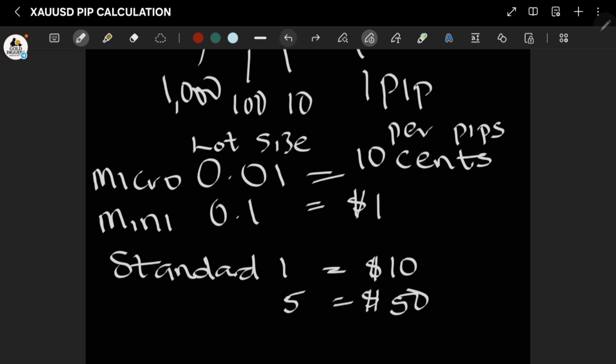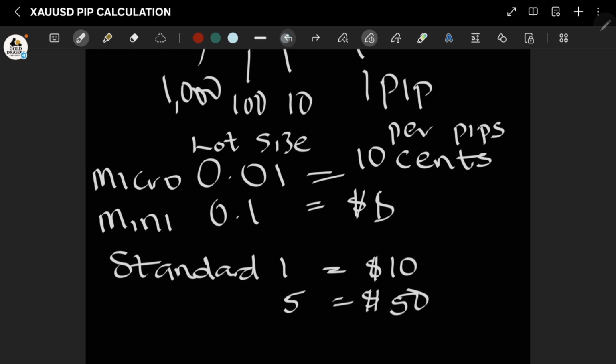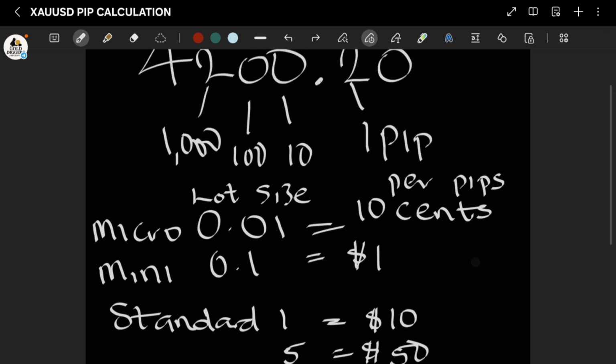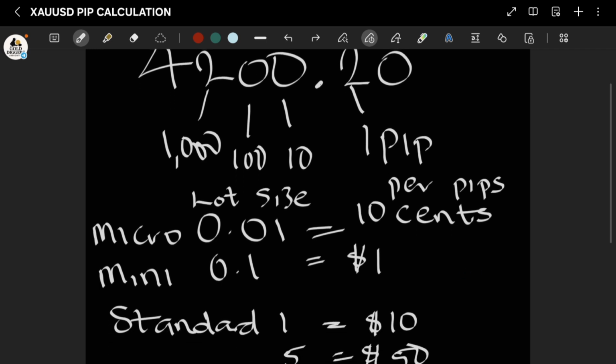Same thing here too. If you are risking 0.5 here, you'll be getting $5 for every pip movement. Same here, if you use 5, you'll be getting $500. Do you get? So this is the lot size calculation per pip. You need to understand this before we move over to how to calculate our lot size.